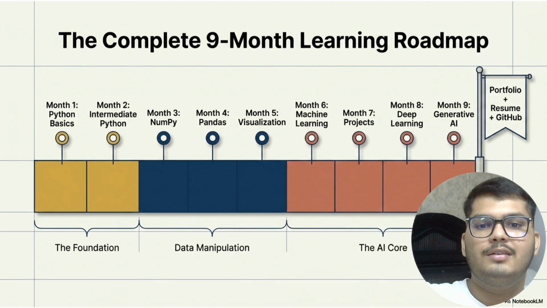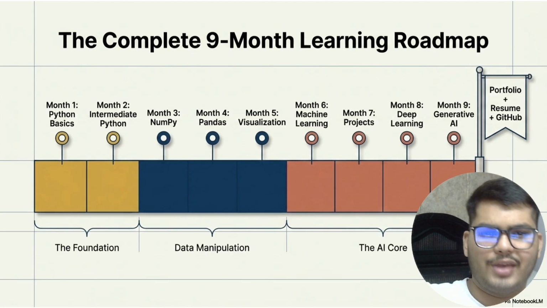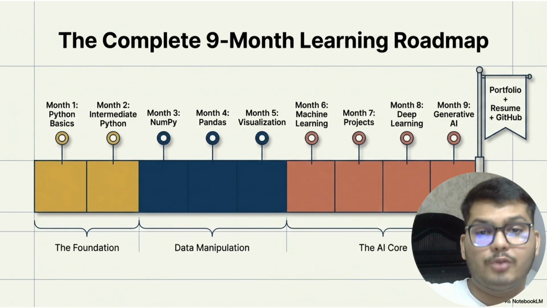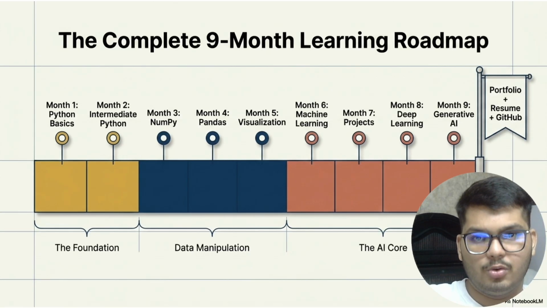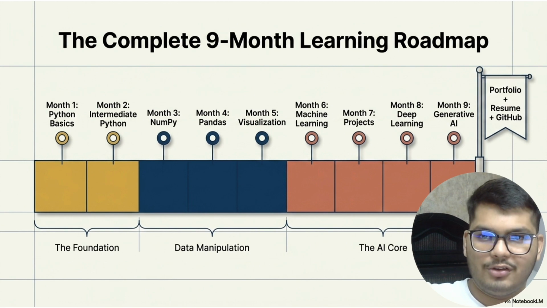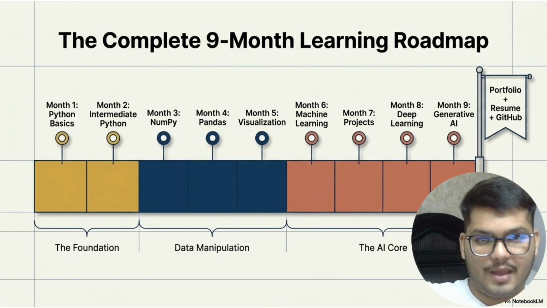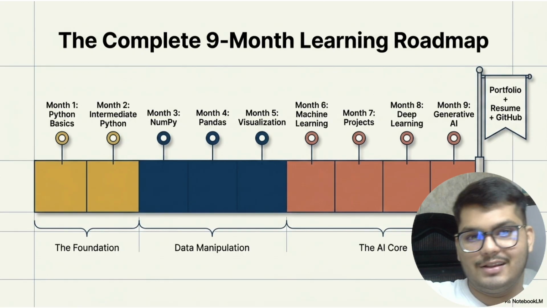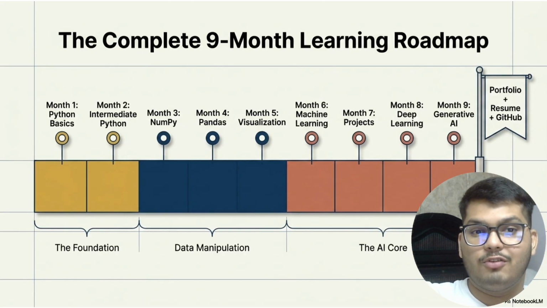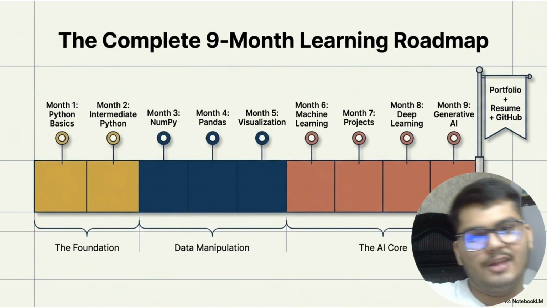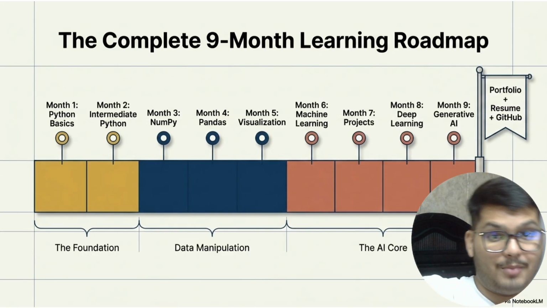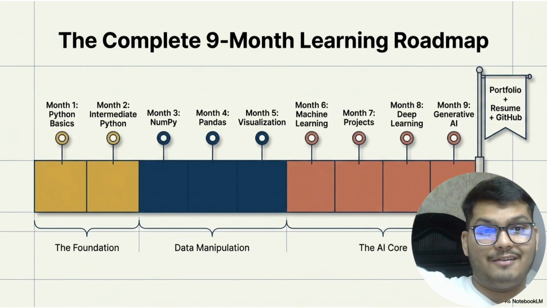And then from month 6 you can start machine learning projects, deep learning, and generative AI. The roadmap for machine learning and all, I will share in my next videos. It will not be just 1 month, it will take some time, like 2 to 3 months, 5 months, to learn machine learning. But yes, projects, then deep learning, then generative AI, and most important, portfolio, resume, and GitHub are very important in every step, from month 1 to month 9.